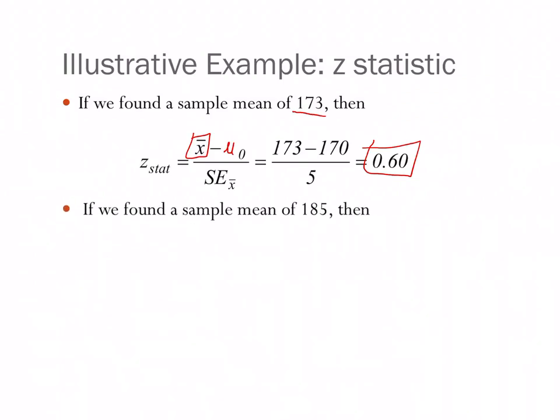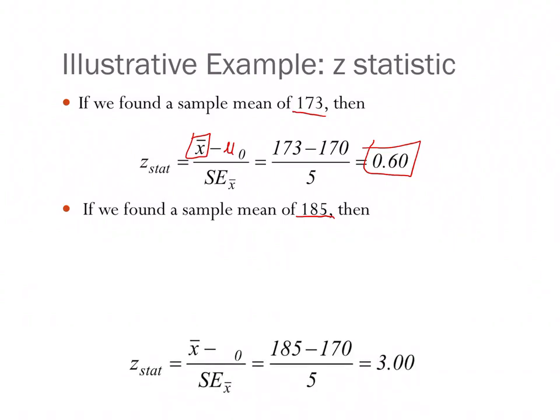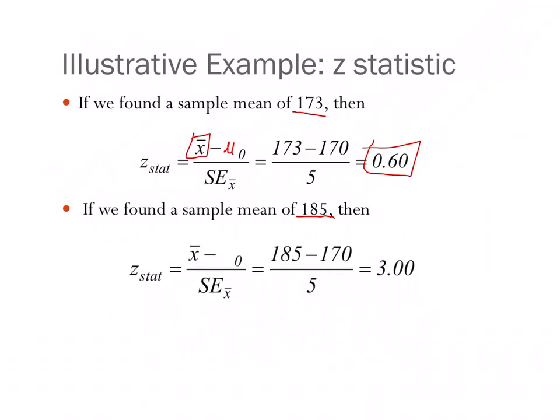Say, though, we found a different sample of men from 2029, and we found that their average weight was 185. Then our z-stat of x bar minus mu sub 0, the mu of the null hypothesis, over the standard error of x, would use 185. So we're just taking the new mean that we got, plugging it into our equation, minus 170 over 5, and this would give us a z-stat of 3.